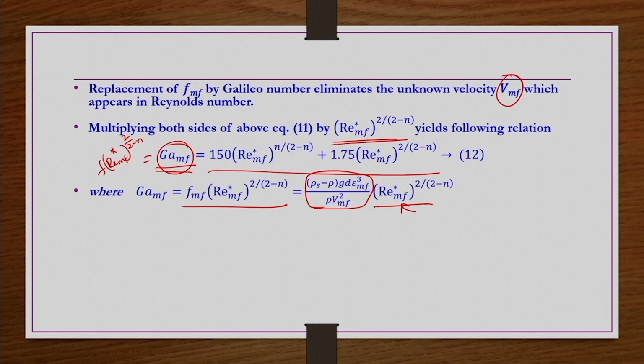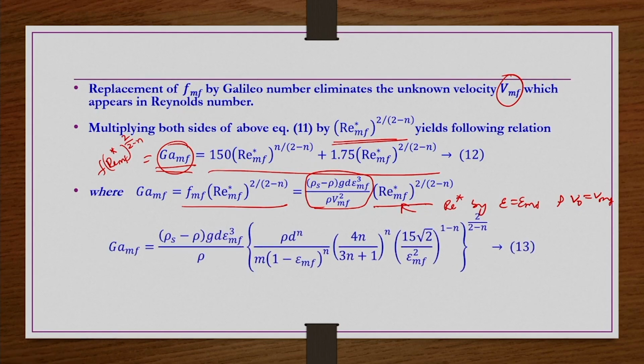In the Re star expression, you take epsilon equal to epsilon mf and V naught equal to Vmf. If you substitute here and then simplify, the Vmf square here and the Vmf square after substituting Re mf star here will cancel out, and then you get the Galileo number like this.